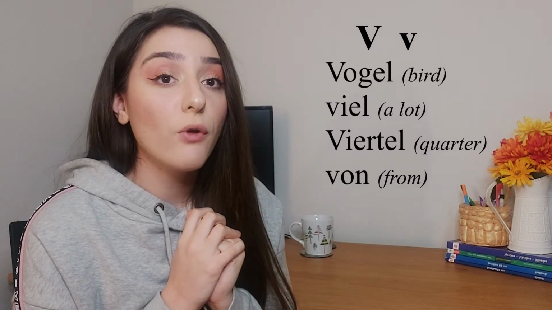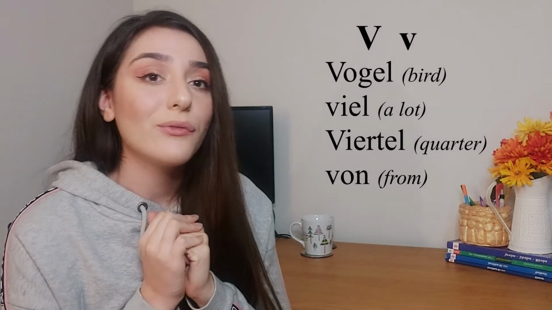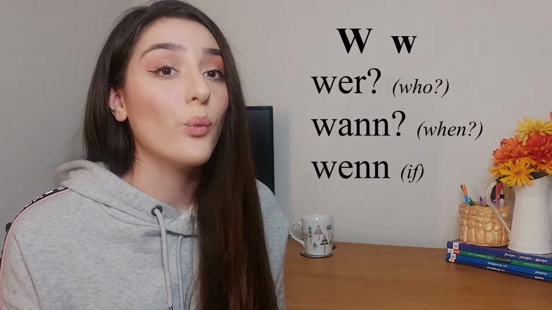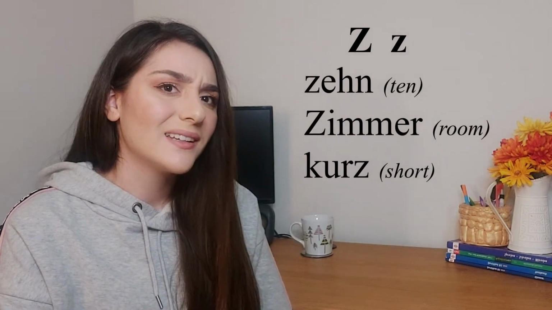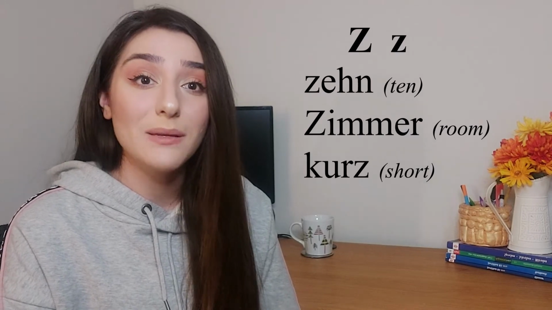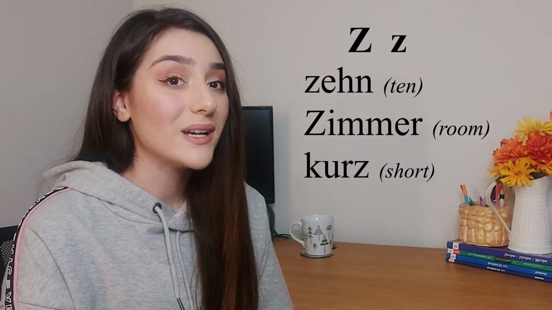Second one, V. Not V, but F. For example, Vogel, viel, Viertel, von. Third one, W. This W is not the English W. We say wer, not where, wann, not one, or wenn, not when. And then the last one is the Z. We say zehn, not zen, or Zimmer, not Zimmer, kurz, not kurz.